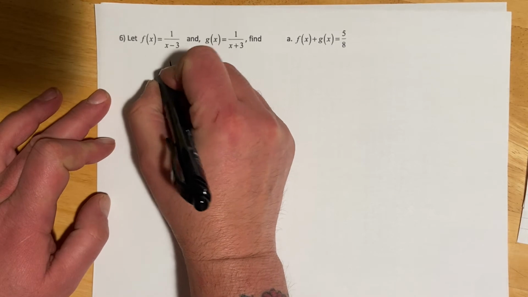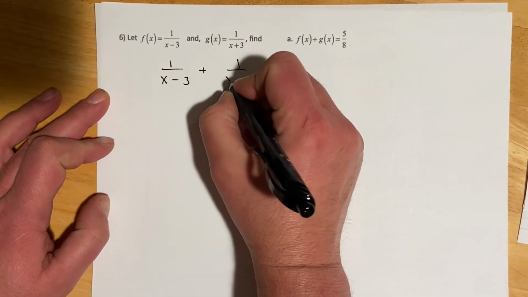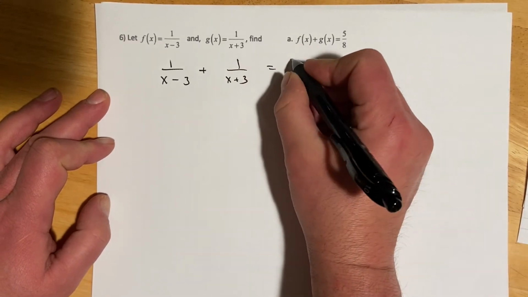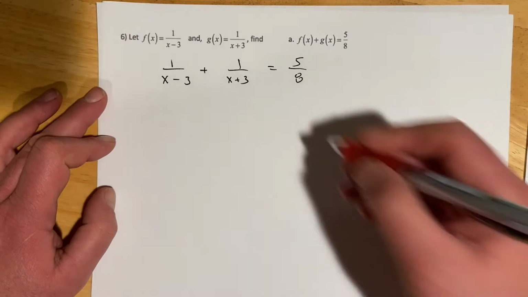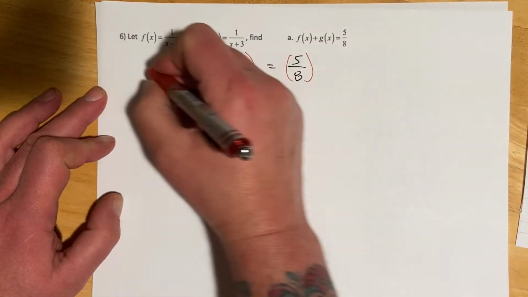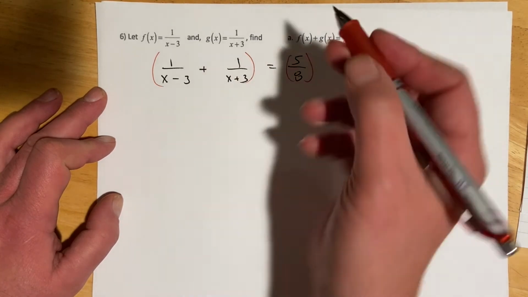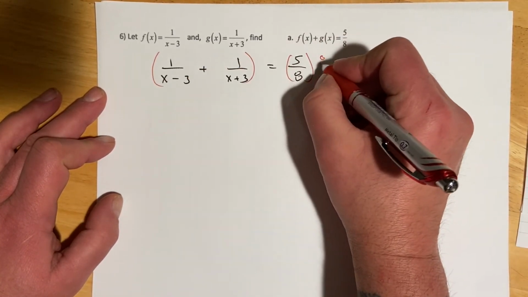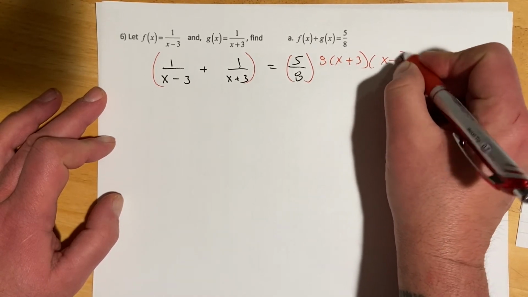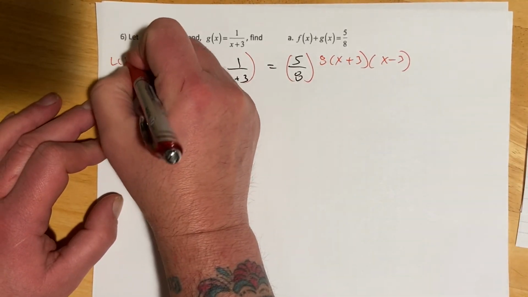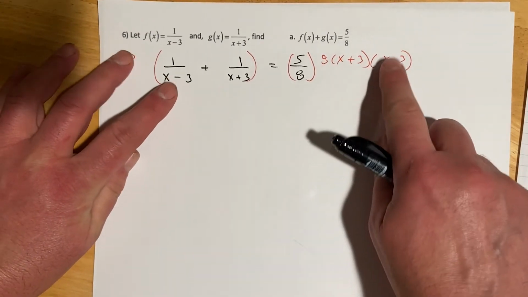So we're going to have 1 over x minus 3 plus 1 over x plus 3 equals 5/8. And then we'll use the LCD again to clear the fractions. This time the LCD is 8, x plus 3, and x minus 3. It's pretty much everything we have there. And I'm going to write LCD on that side since I didn't leave myself enough room. And I'll just point to this side.